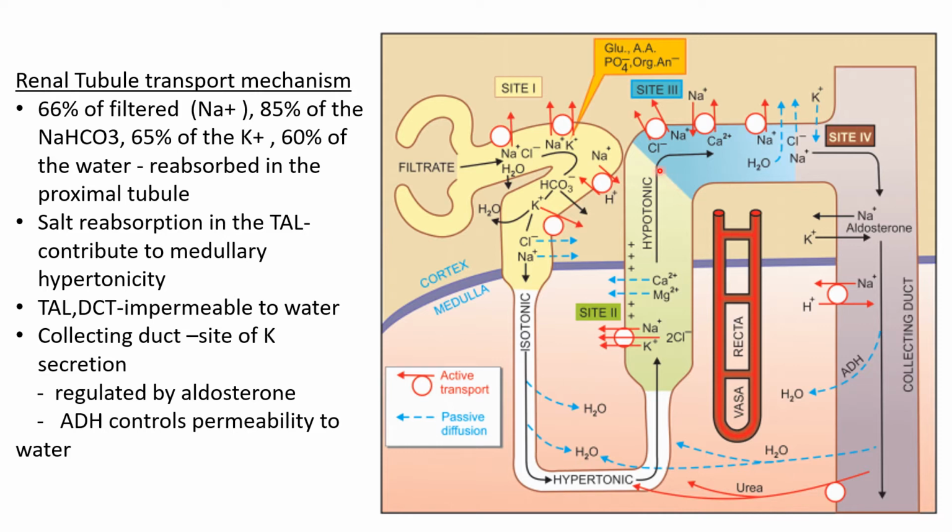And the distal convoluted tubule is again a site of sodium reabsorption, and the collecting duct is the site where ADH acts to promote water reabsorption, and also aldosterone acts to increase the sodium reabsorption and potassium excretion. So as we know, the thick ascending loop and the distal tubule both are completely impermeable to water.